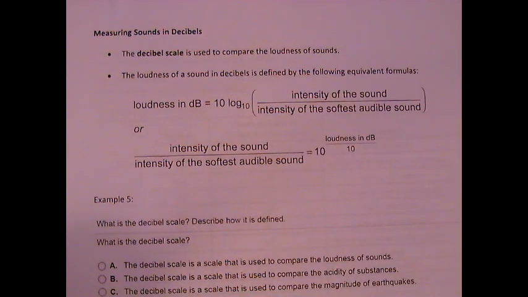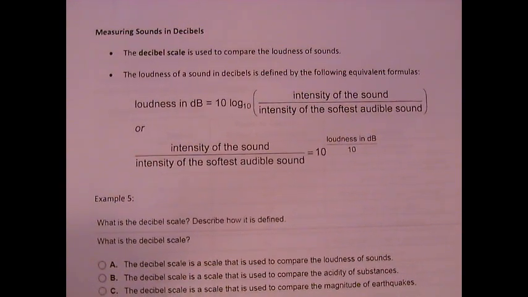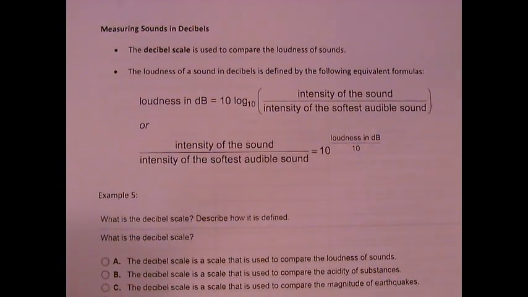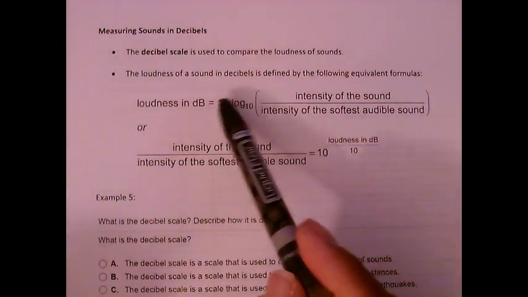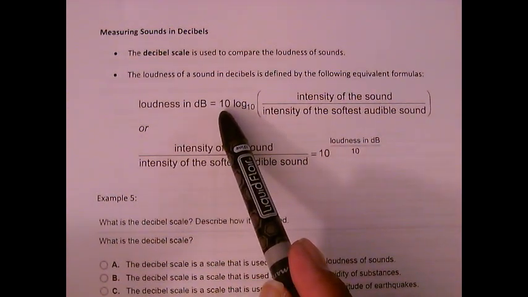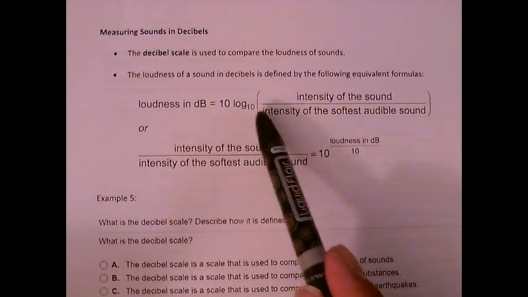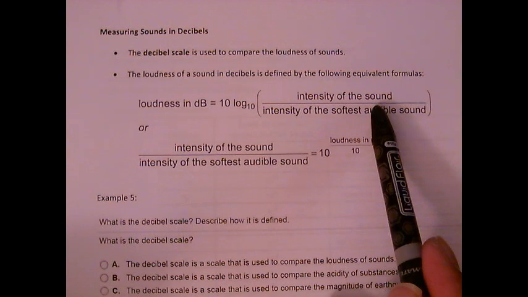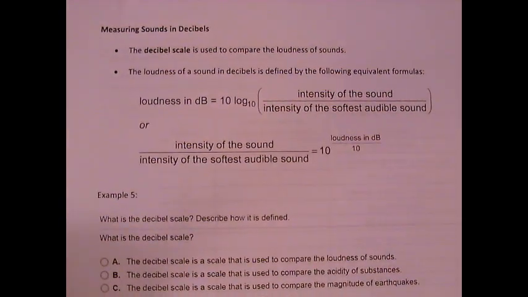Alright, next we'll talk about measuring sounds in decibels. That's the next scale. The decibel scale is used to compare the loudness of sound. Now, the loudness of sounds in decibels is defined by the following equivalent formulas. Here, we have the loudness in decibels, which is dB, and that's equal to 10 times log to the base 10 of this quantity, the intensity of the sound divided by the intensity of the softest audible sound.